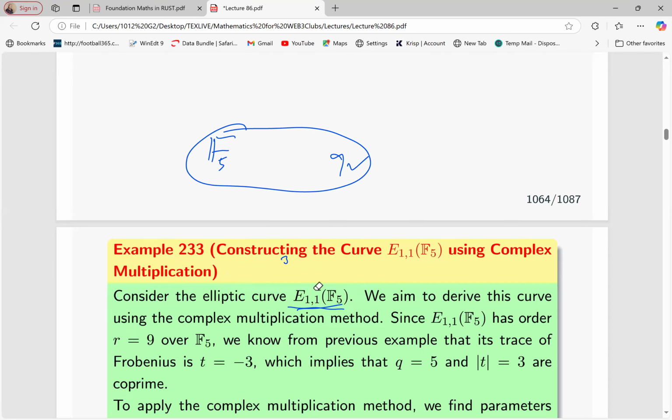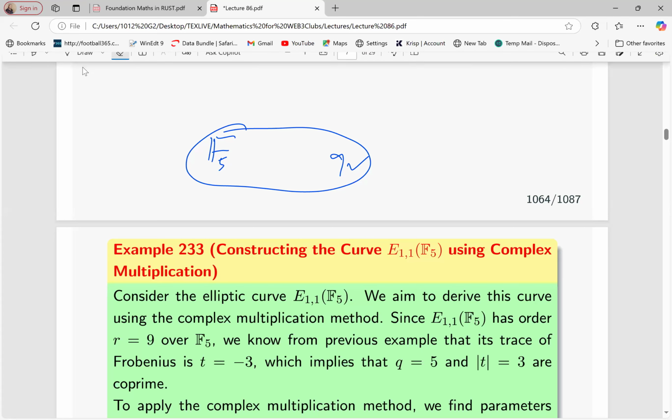So those are the properties we want our elliptic curve to meet. The first step: we choose the field. We know the points we want. We want it to have 9 points. So we choose the field.